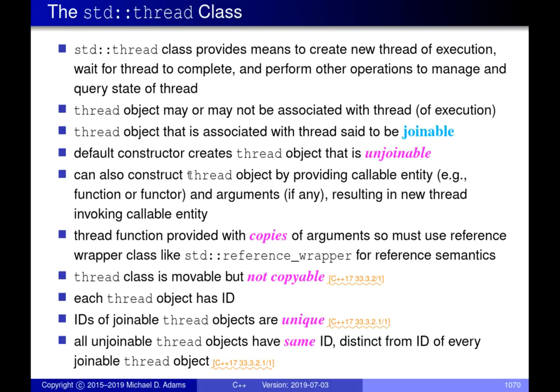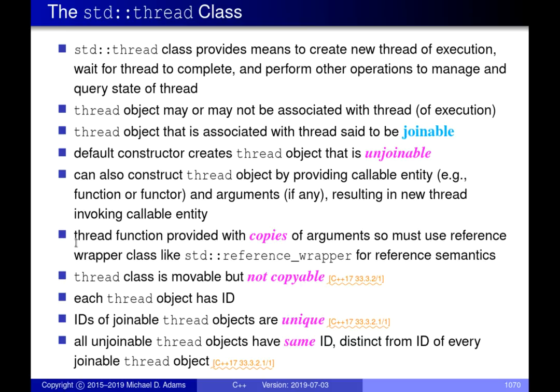We can also construct a thread with a constructor where we provide some kind of callable entity. What I mean by callable entity is either a function or functor, something that you can apply the function call operator to. That means you could give it a function or a functor, which is an object that overloads the function call operator. And then you can also provide arguments that you want to pass into that function or functor. This will create a new thread that's actually executing the function that you specify, passing in the particular arguments that you provide.